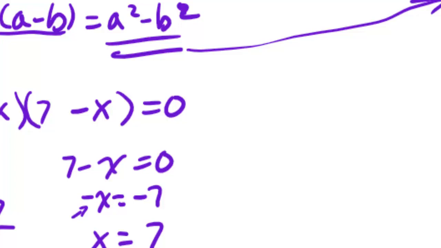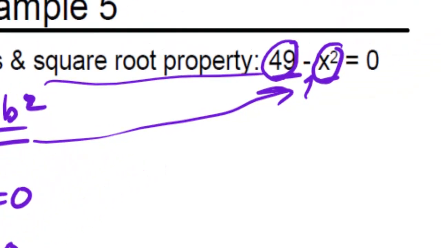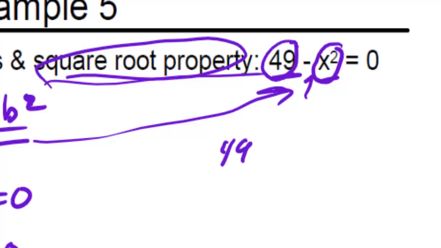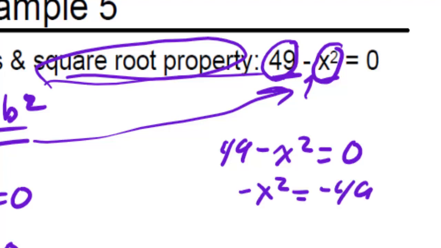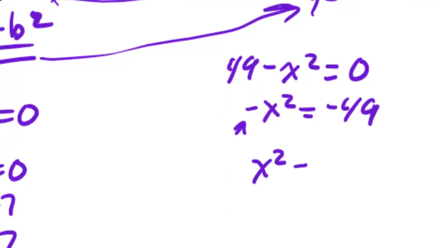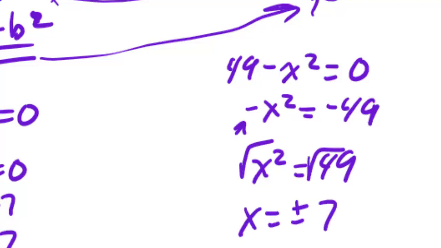Now when I have a scenario that looks like this, where there's no other x's in it, I prefer to use the square root property. So as I rewrite that problem, you'll see how much quicker this will end up being. So I'm going to subtract 49 from both sides. I end up with negative 49 on the right. Multiply both sides by negative 1 because I don't want this to be a negative there, so I end up with x squared equals positive 49. And then take the square root of both sides and end up with x equaling plus or minus 7.